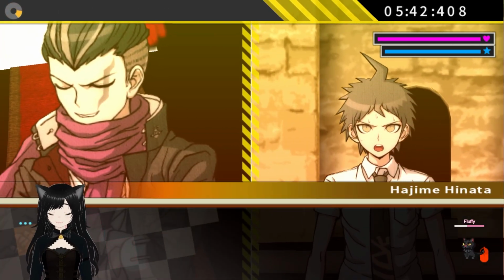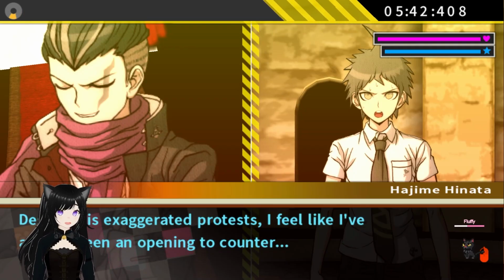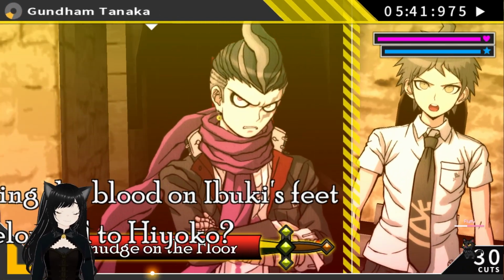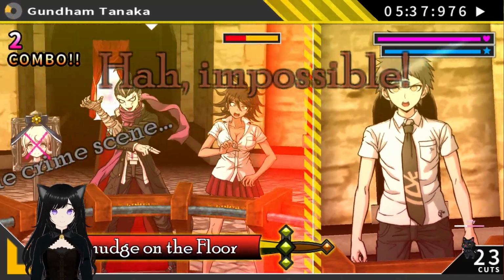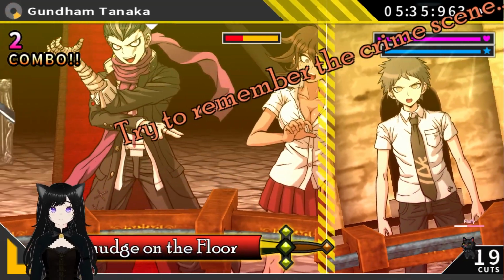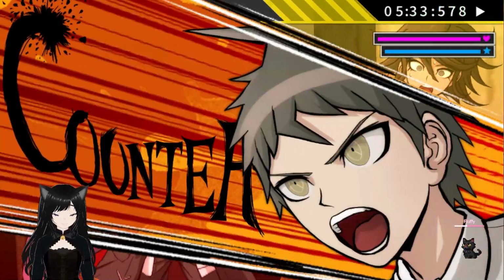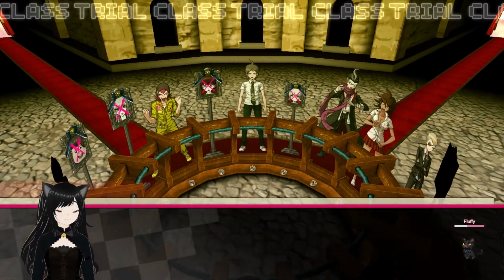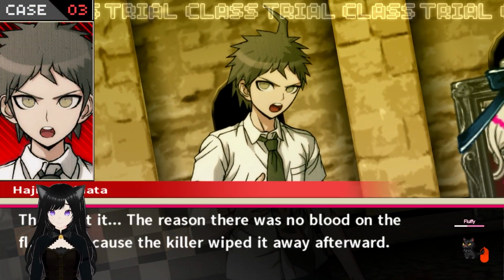I always forget how to do these mini games right before we do it, but despite his exaggerated protests, I feel like I've already seen an opening to counter. Exactly. Is this a trap? You were saying the very blood near Ibuki's feet, too. Impossible! There was no blood on the floor. Yes, there was. Allow me to cut through those words. There definitely was blood on the floor. The reason there was no blood on the floor is because the killer wiped it away afterward.